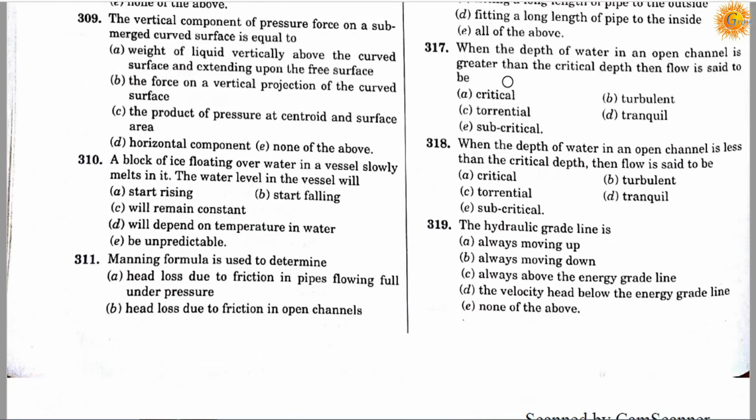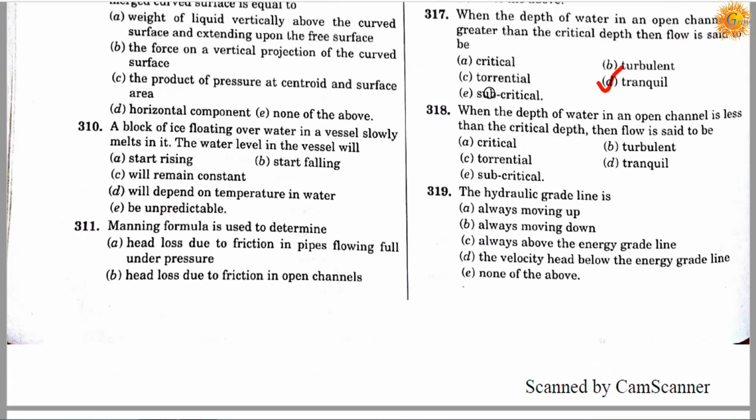Question number 317. When the depth of water in an open channel is greater than the critical depth, then flow is said to be option A, critical, option B, turbulent, option C, torrential, option D, tranquil, and option E, subcritical. So the correct answer is D, it will be tranquil.